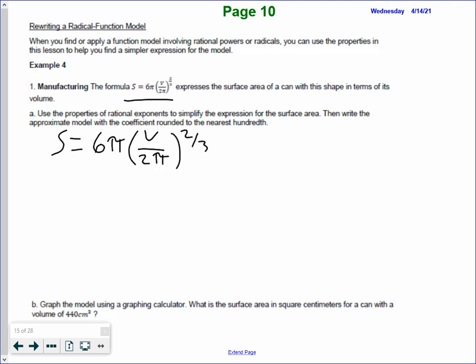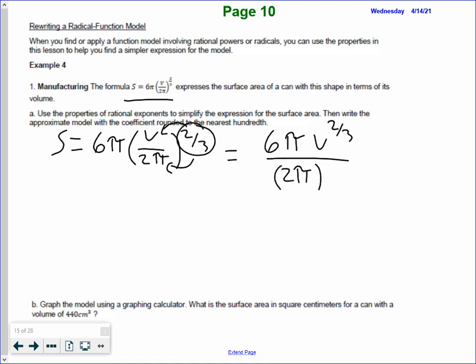So what we're going to do is take this expression, S equals 6π times (V over 2π) raised to the 2/3, and simplify it down as much as we can. The problem also tells us to write an approximate model with a coefficient rounded to the nearest hundredth. So that's what we're going to do. First thing I'm going to do is take that 2/3 and distribute it to the top and to the bottom. So I end up getting 6π times V to the 2/3 all over (2π) all to the 2/3.